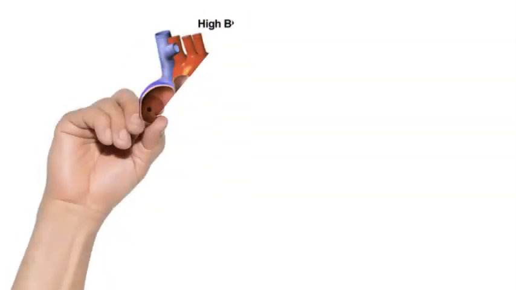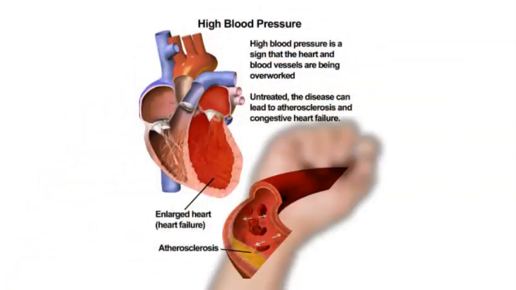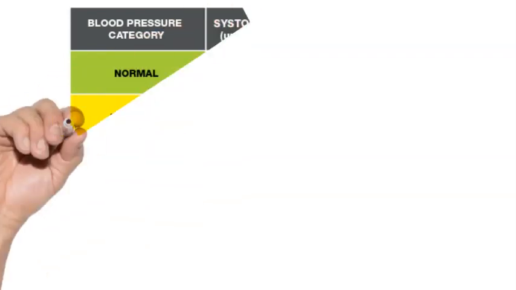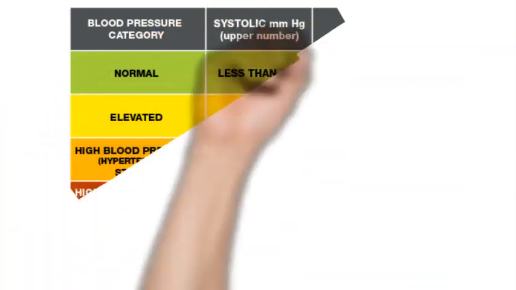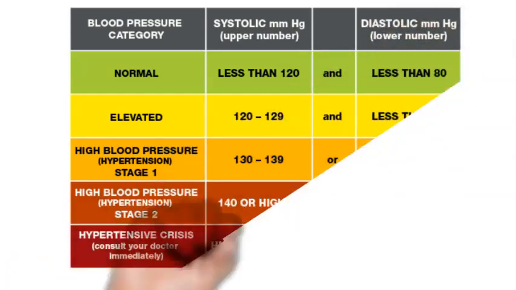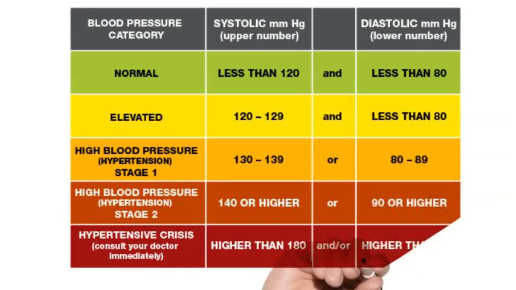Hypertension, also known as high blood pressure, is a chronic medical condition in which the force of blood against the walls of arteries is consistently elevated. Blood pressure is measured in millimeters of mercury, mmHg, and normal blood pressure is generally considered to be 120/80 mmHg. When blood pressure consistently exceeds 140/90 mmHg, it is considered hypertension.